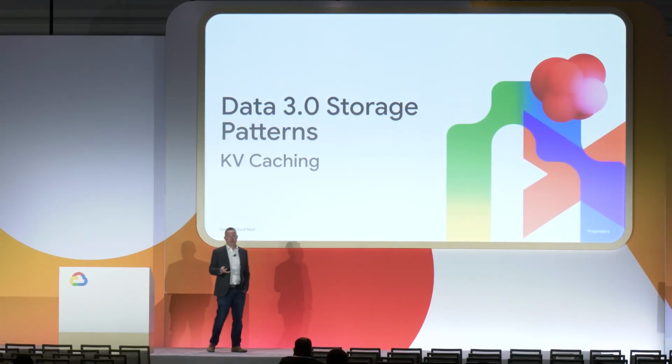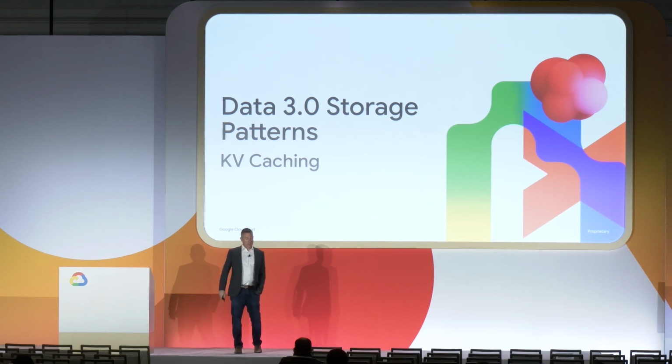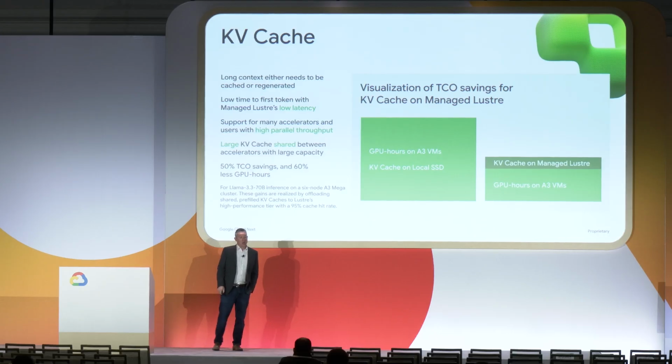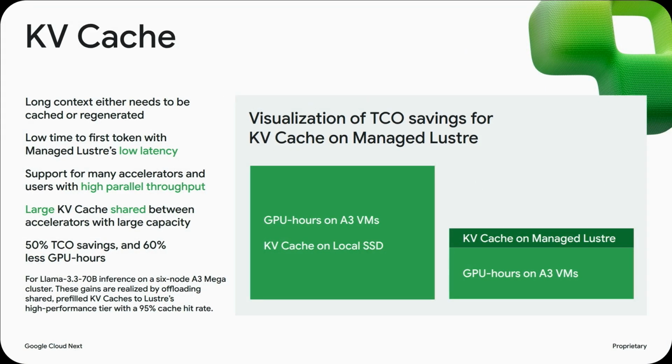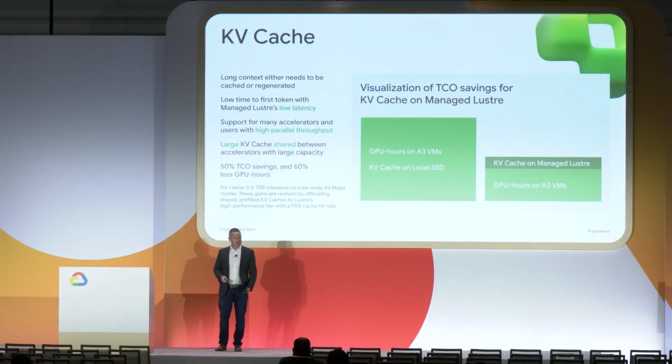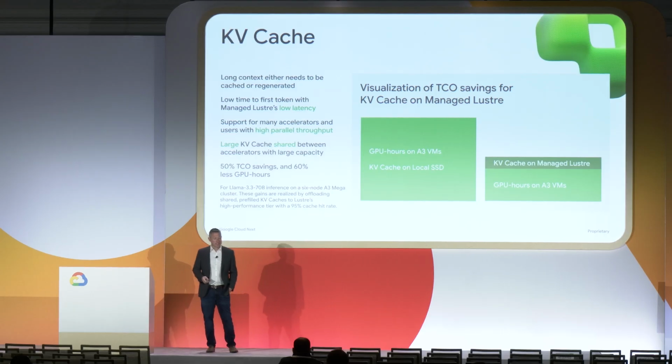Lastly, I want to talk about Data 3.0. This is the future, specifically in terms of KV caching and offloading. Long context lengths, as I mentioned before, are increasing in size to tens to hundreds of thousands to millions of tokens, and they either need to be cached or regenerated. We want to lower the time to first token and improve the tokens per second throughput by making these data operations highly available and accessible.